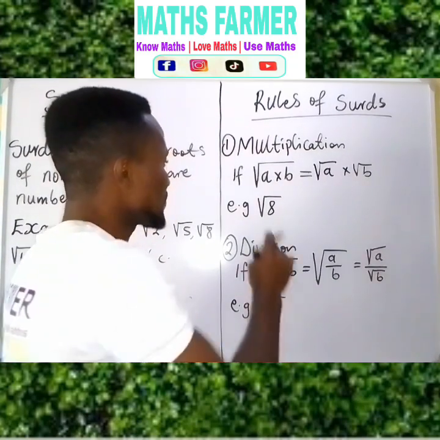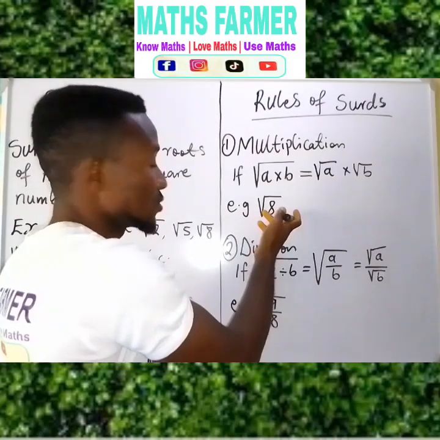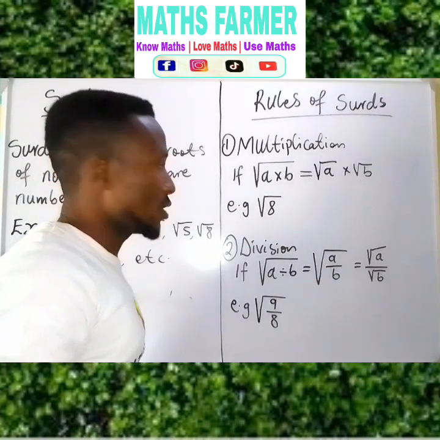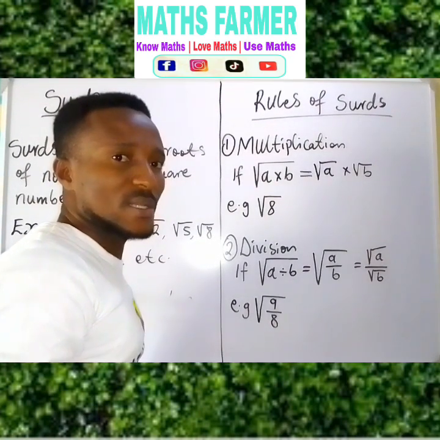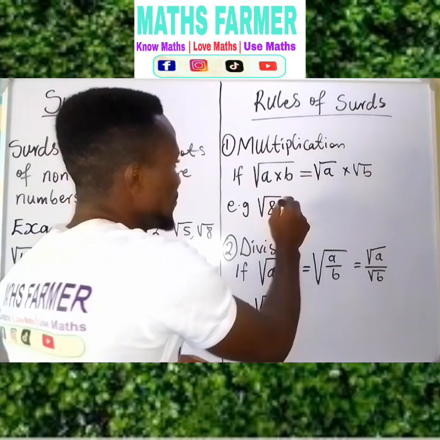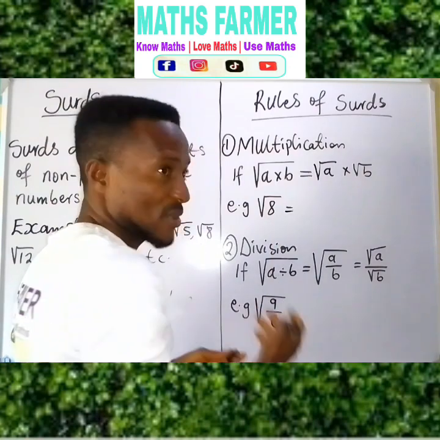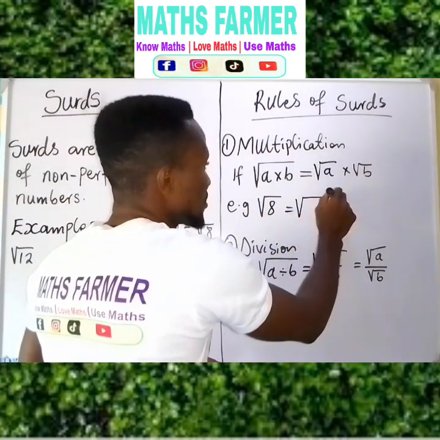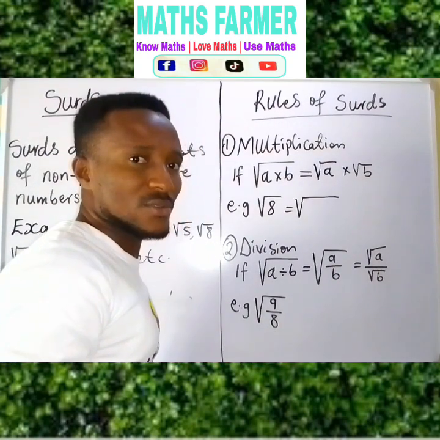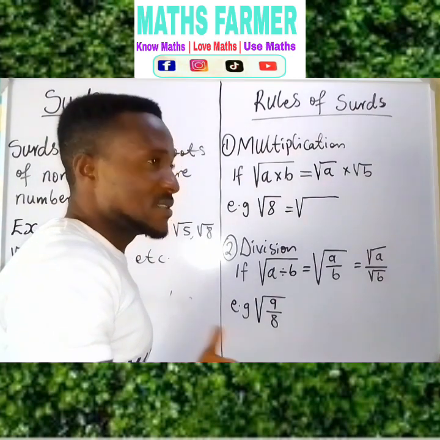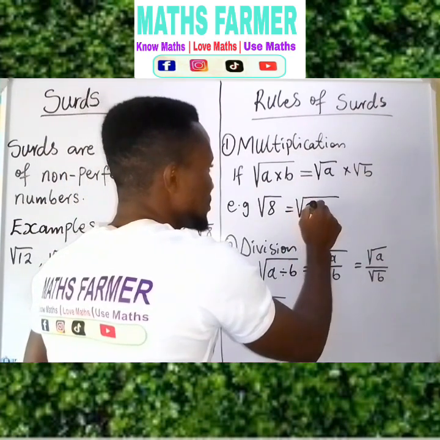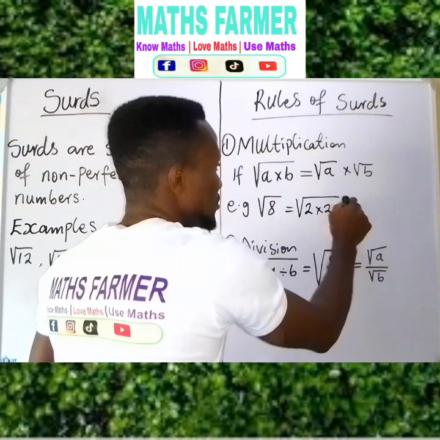Now, we have an example here. The square root of 8. 8 here is a non-perfect square number. If you square root 8, it will not give you a whole number. Rather, it will give you a decimal number. If we want to simplify root 8, you ask yourself, what are the prime factors? Those are the prime numbers that can divide 8 without a remainder. So this is 2 times 2 times 2.